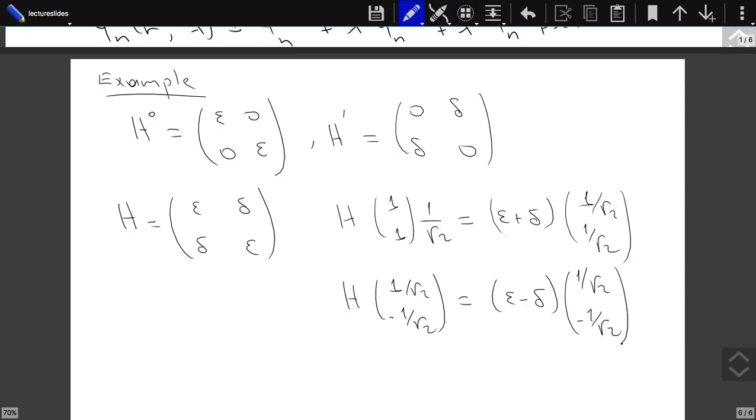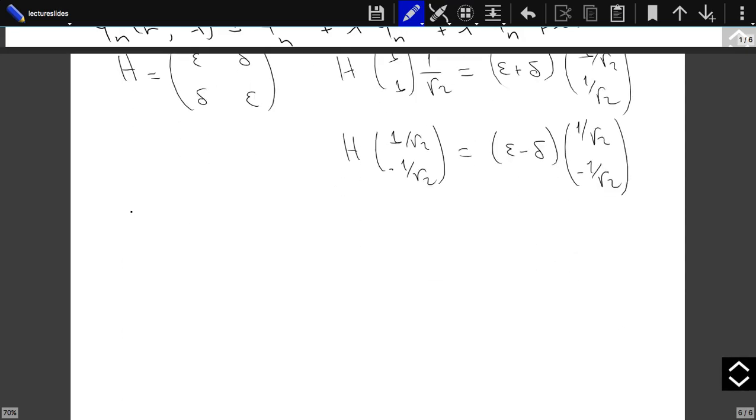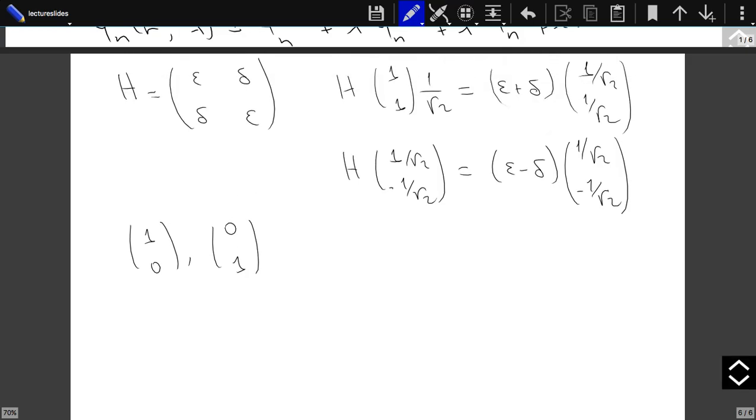So what happened is, before we had the eigenstates, we had chosen the eigenstates as (1, 0) and (0, 1). These were our eigenstates. Then when we turned on the interaction, we saw that the eigenstates are no longer these ones. They're just linear combinations of these ones. And each one of these new eigenstates has a different energy. Before they had the same energy, and now they have different energies.